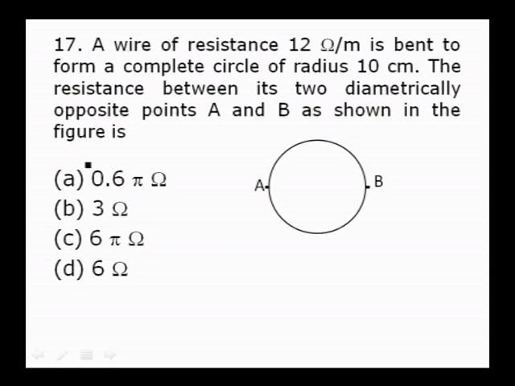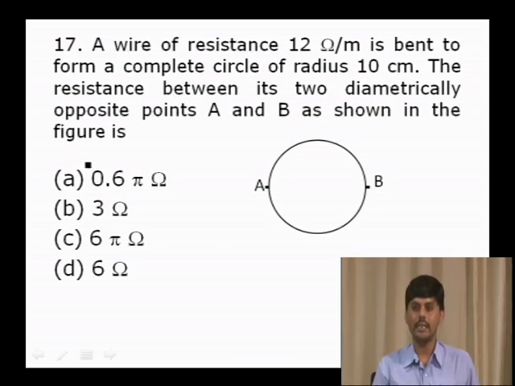Question number 17. A wire of resistance 12 ohm per meter. They were not given the entire resistance of the wire; they were given resistance per unit length. That is, a wire of resistance 12 ohm per meter is bent in the form of a complete circle of radius 10 centimeter. The resistance between its two diametrically opposite points A and B shown in the figure is: A, 0.65 ohm; B, 3 ohm; C, 6.5 ohm; and D, 6 ohm.